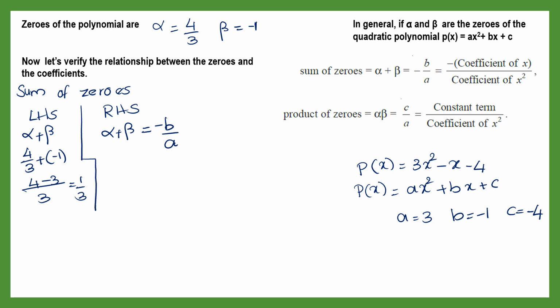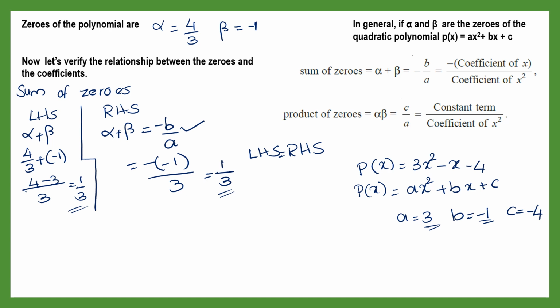Now based on the coefficients of the polynomial, alpha plus beta is equal to minus b by a, that is minus coefficient of x by coefficient of x square. Minus b is what? Minus of minus 1, by a. A is what? 3. Minus into minus is plus, so 1 by 3. So LHS is equal to 1 by 3, RHS is equal to 1 by 3. So LHS is equal to RHS. So we are able to verify the sum of the zeros.